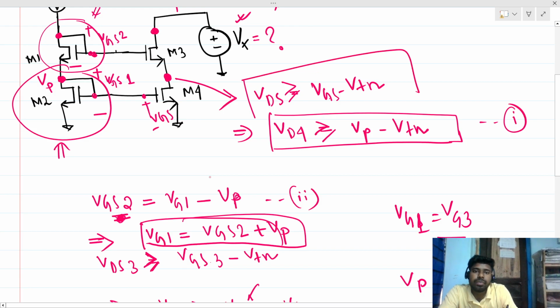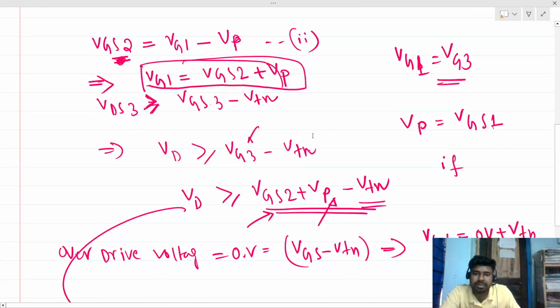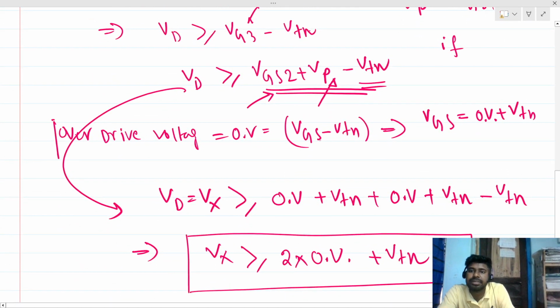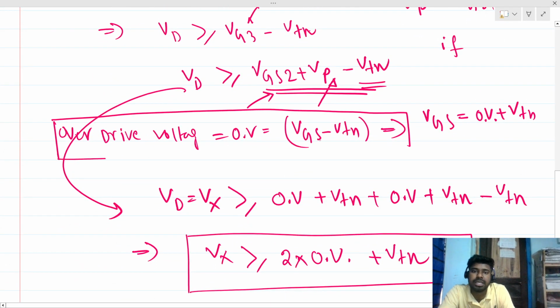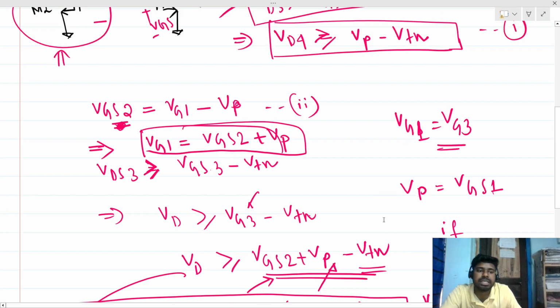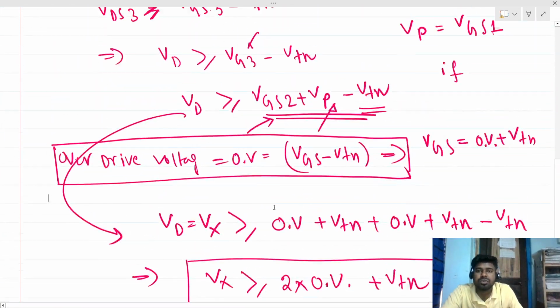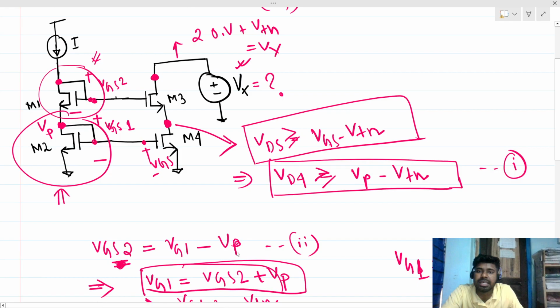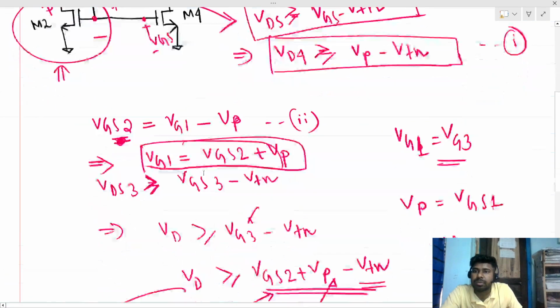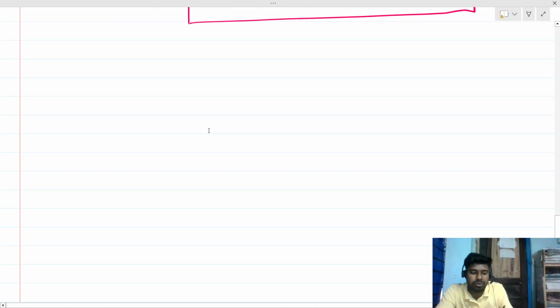So we need these conditions and this overdrive, which is nothing but VGS minus VTN. We have said that these are identical, so all of the overdrive will be the same and all of the VTN will be the same, so the result is coming like that. Now I am giving you another problem, so you can work it out on your own. Now the circuit is modified like that.